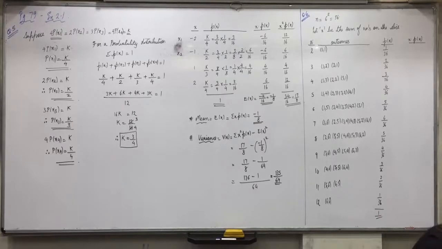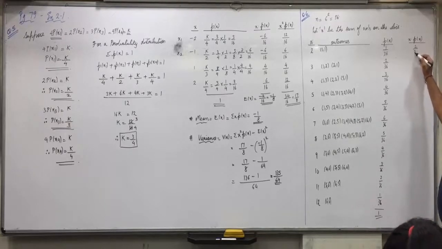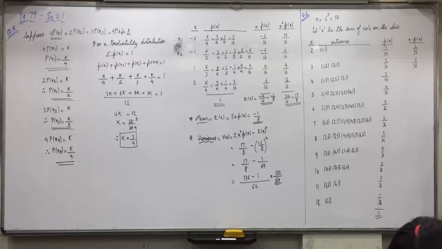Now x into P(x). 2 by 36. 2 into 1 by 36. 3 into 2, 6 by 36. 4 into 3, 12 by 36. 5 into 4, 20 by 36. 6 into 5, 30 by 36. 7 into 6, 42 by 36. 8 into 5, 40 by 36.